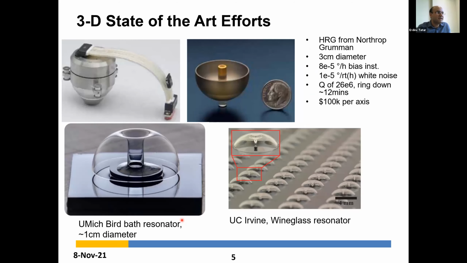You may ask, what is the state of the art in this case? The state of the art is something called the hemispherical resonating gyroscope, or HRG for short. This is manufactured by Northrop Grumman, a defense company in the US. This basically is a wine glass, no different than a wine glass, but it has exceptional performance. You can think of it this way: Earth rotates 15 degrees per hour. So every hour, the Earth rotates by 15 degrees. And you can see its performance metrics here. It goes down to 10 to the minus 5 degrees per hour. So it is very precise.